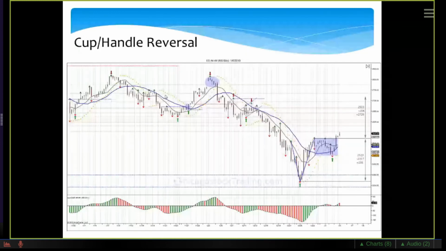To begin this year, we had a V bottom. I'm a fan of V bottoms, U-turns, whatever it is, because it shows this is where the market started its move down.